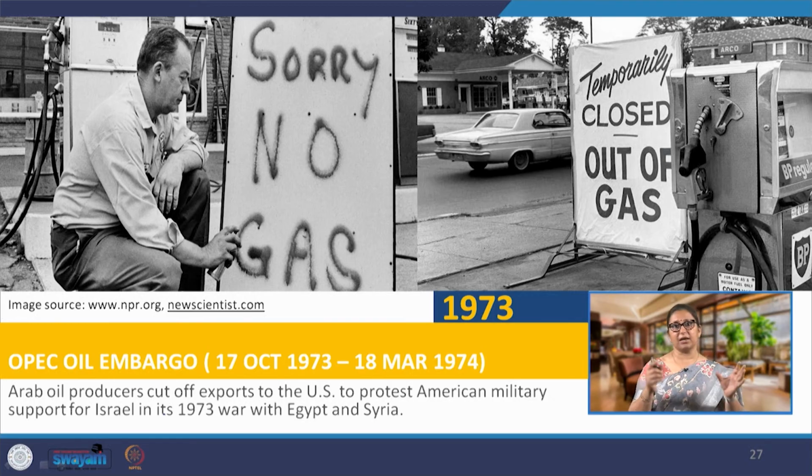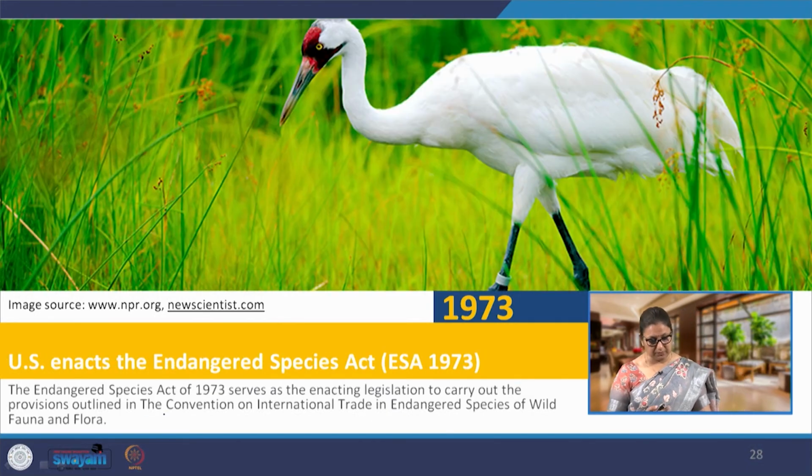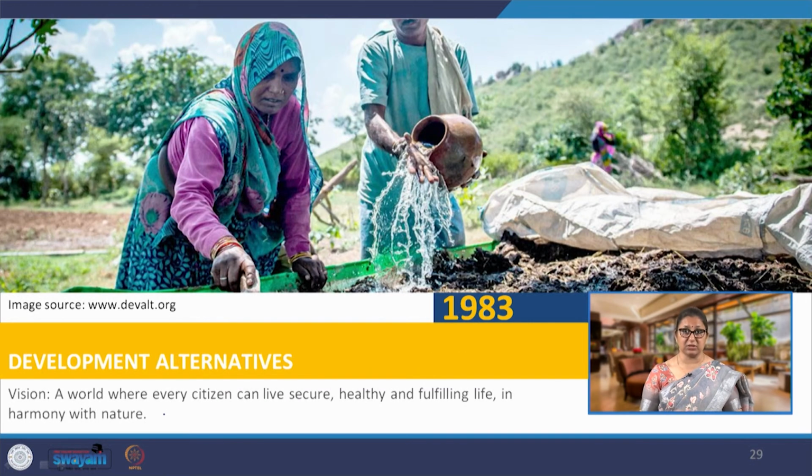So, both supply and demand was triggered by this oil embargo, when the oil producing nations refused to sell their oil to America and Europe, some countries in Europe. After that, there have been a series of events. For example, this US enactment of the Endangered Species Act, where the rights of the endangered species and the legislation to protect the areas for endangered species was carried out.